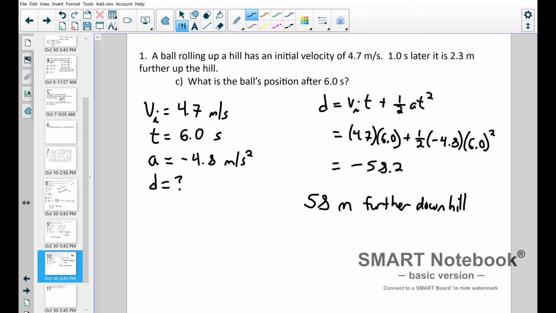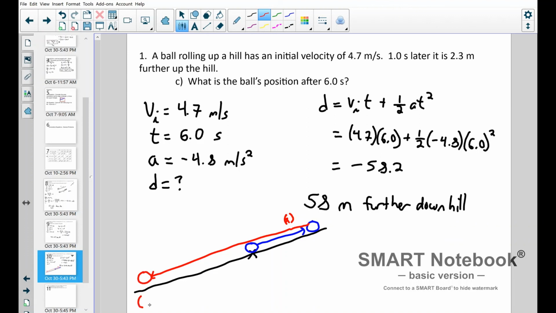58 meters further downhill. Now, since this is a displacement, it's important to remember that it's not about how far it went. I never actually calculated how far uphill did it go given its starting conditions. What I know is that this ball started at some position. It rolled up the hill to some maximum. It turned around, and this was our part A of the problem, had us about here, and continued all the way down.